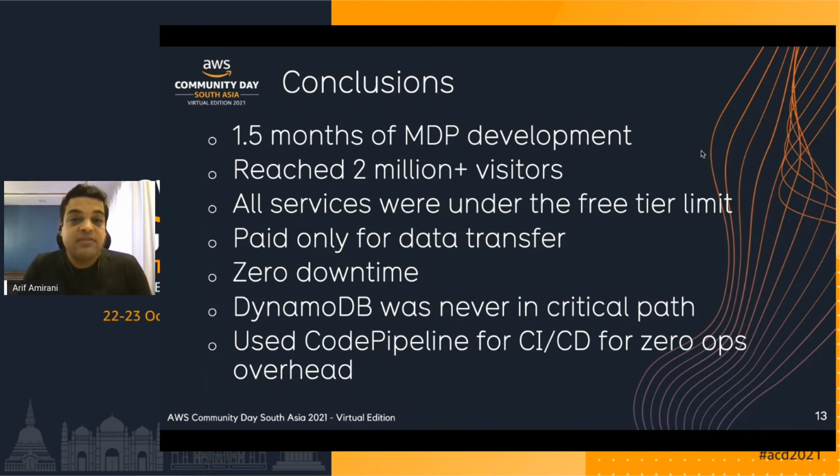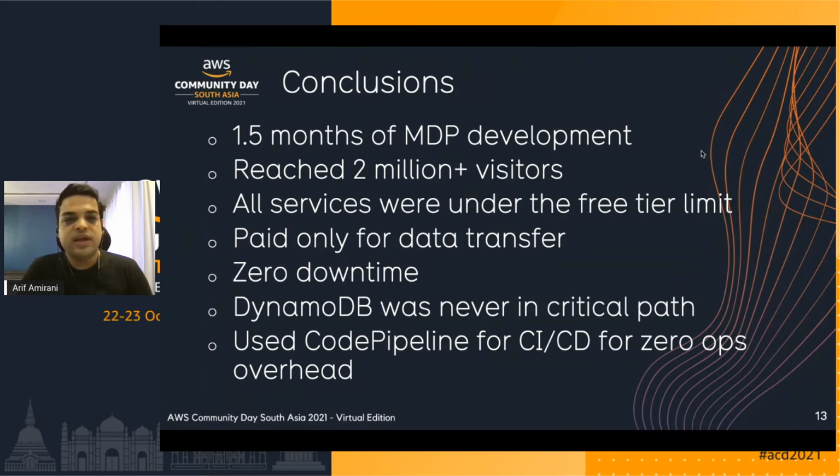The actual development time on the product, on the platform, was a month, out of which I think we spent about 20 days only on the UI, right? So the decision of not raising an infrastructure or using a standard architecture really saved us a lot of time. We reached about 2 million visitors with zero downtime, which was really amazing. And all services were under free tier.